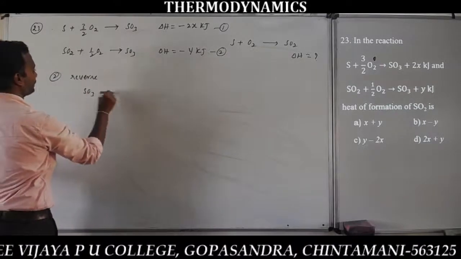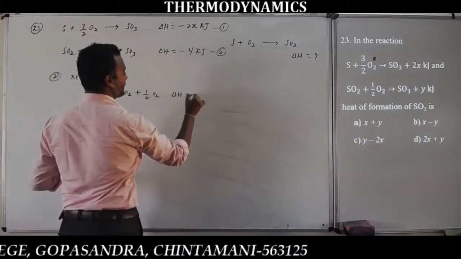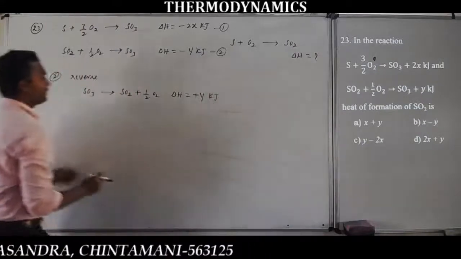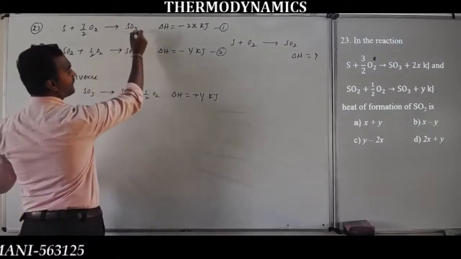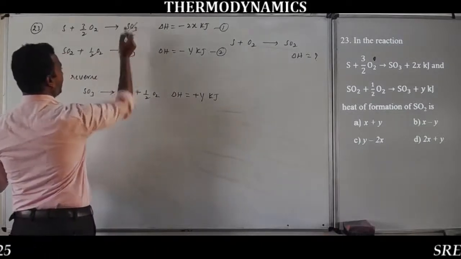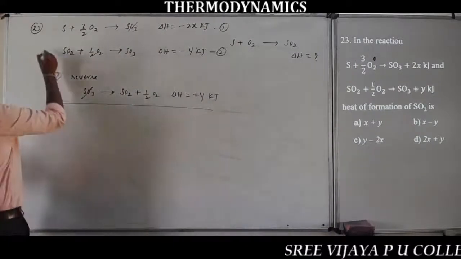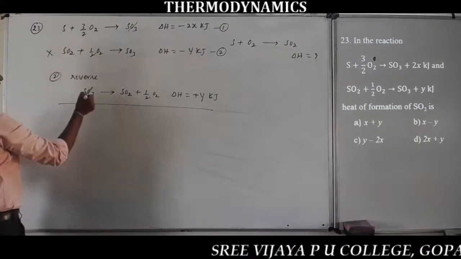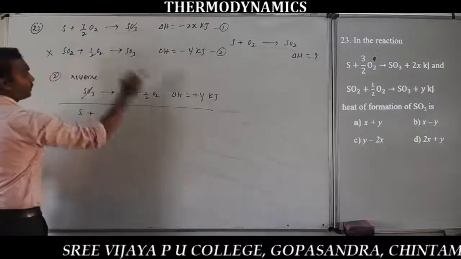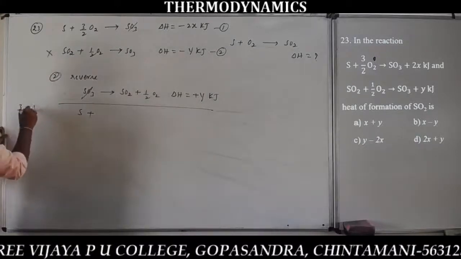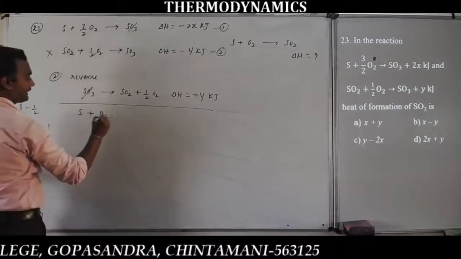When reversed, SO3 converted into SO2 plus half O2, and delta H is equal to plus y kilojoule. Keep equation 1 as it is. Now observe: this SO3 and this SO3 get cancelled. I have reversed this one. Now S is there, SO3 is cancelled. S plus 3/2 O2 on this side, half O2 on that side. 3/2 O2 minus half O2 gives 2/2, that is 1, which is oxygen.